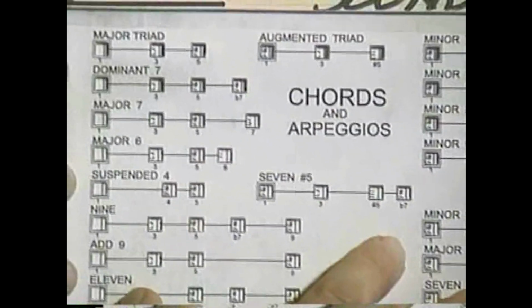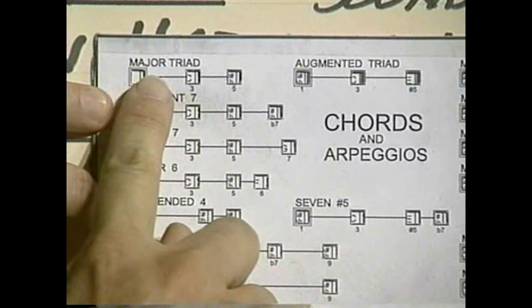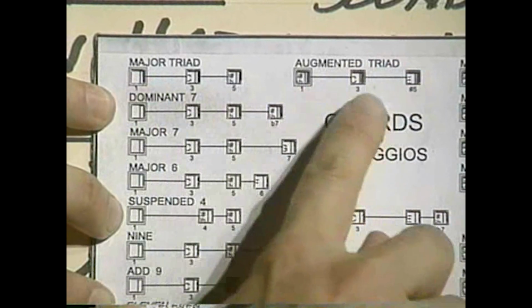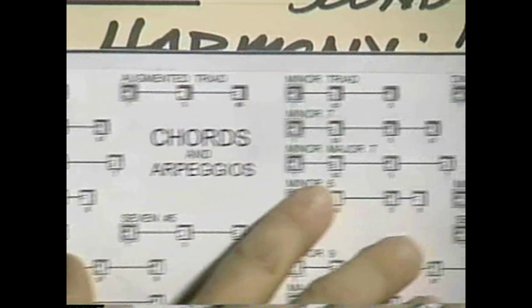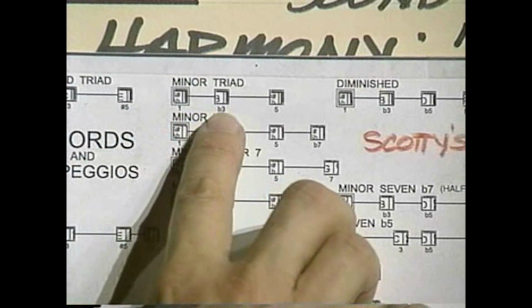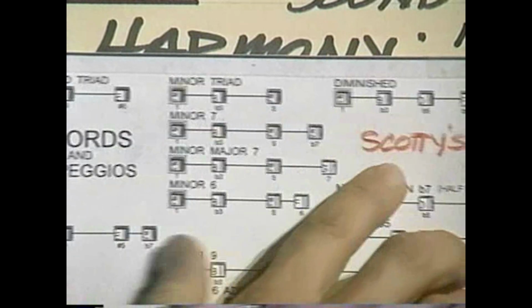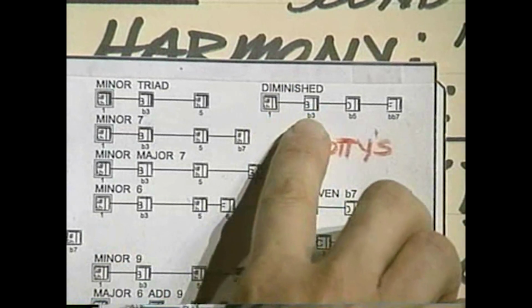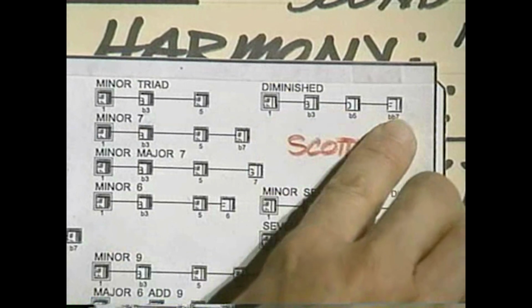Now, if you look up along the top here, here's major triads, 1, 3, 5. Here's augmented triads, 1, 3, sharp 5. Over here, along the top, is your minor triad, 1, flat 3, 5. And finally, here's your diminished triad, or your diminished 7th chord, 1, flat 3, flat 5, double flat 7.